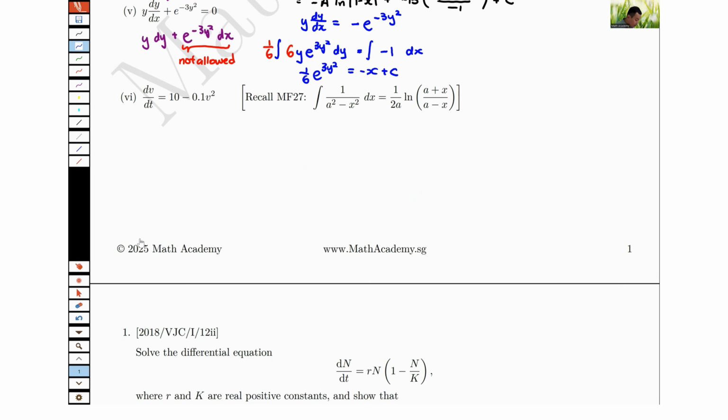Okay, last one here. dt on the right side. So all this term with v, the entire factor, we divide across to the left. We get a 1 over... dv is 1 dt. We integrate both sides.